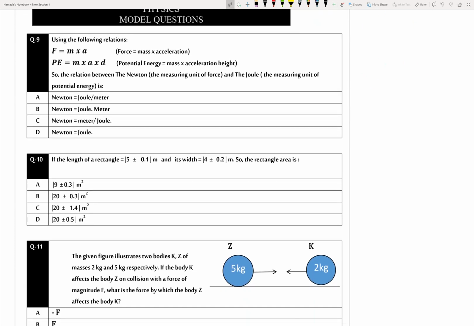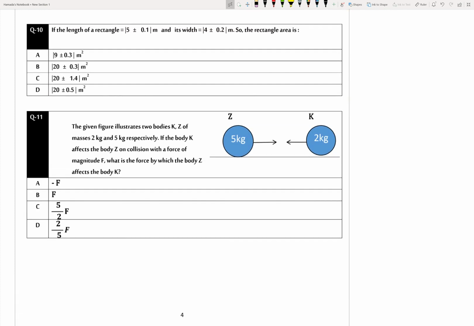Question 9. Using the following relations, F equal ma, and potential energy equal ma times displacement. As we can see, the energy in this case will equal F multiplied by D. So what is the relation between the Newton, the measuring unit of force, and the Joule, the measuring unit of energy? Here, this is measured in Joule, force is in Newton, and D in meter. So Joule equal Newton times meter, or Newton equal Joule per meter. So what is mentioned? Newton equal Joule per meter, so it is A.